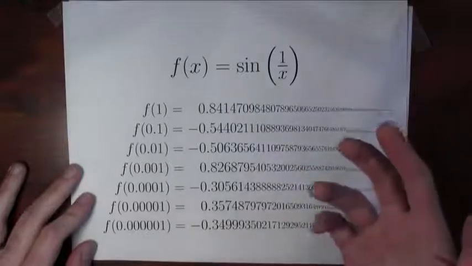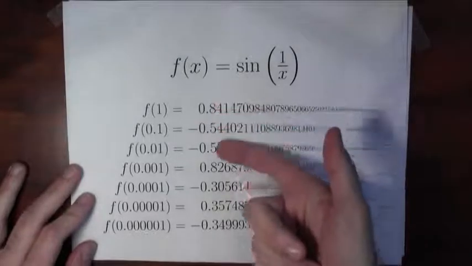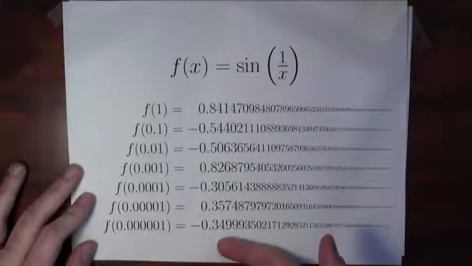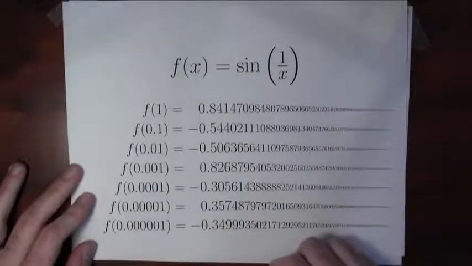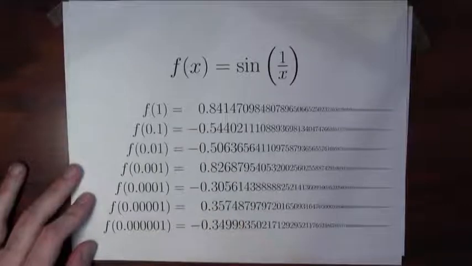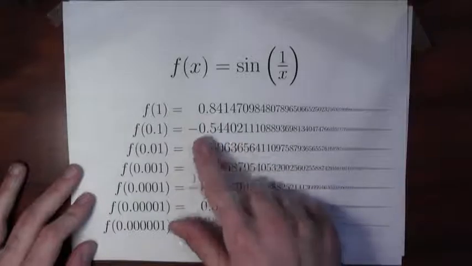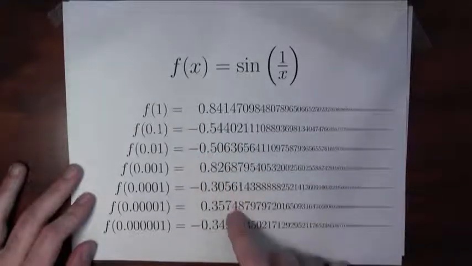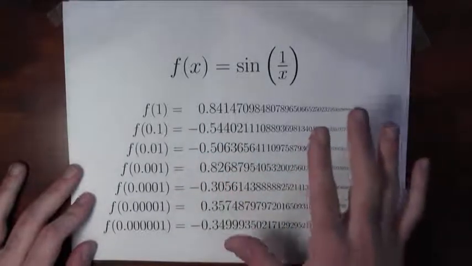Right? So the question is, are these numbers really getting close to anything in particular? Can you really say that if you evaluate f at values which are close to but not equal to 0, that the outputs are actually getting close to anything in particular? I mean, this is positive, negative, negative, positive, negative, positive, negative. It's looking pretty bad.